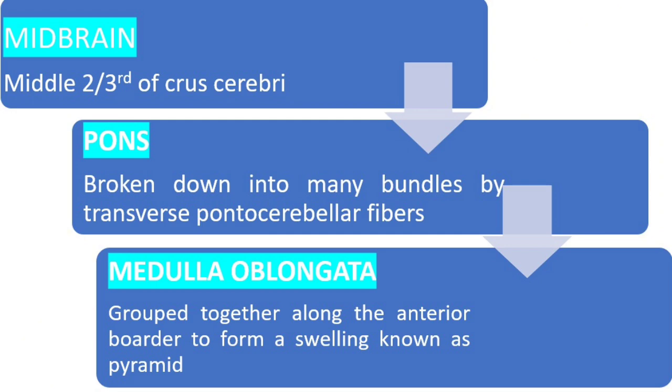Here, these broken bundles that were broken down by the transverse pontocerebellar fibers in the pons group together along the anterior border of the medulla and form a swelling called the pyramid. So this is why this tract has an alternative name, the pyramidal tract. This is because it forms a swelling in the anterior portion of the medulla oblongata called the pyramid.